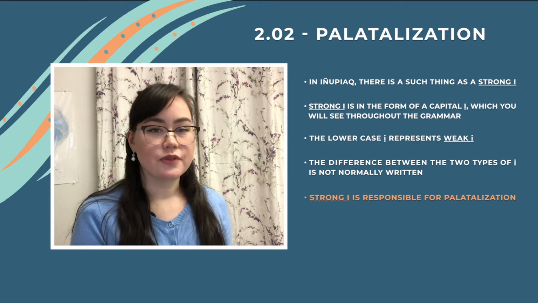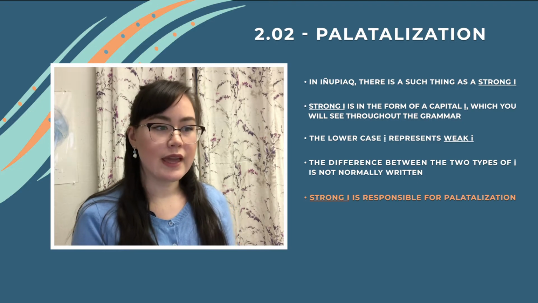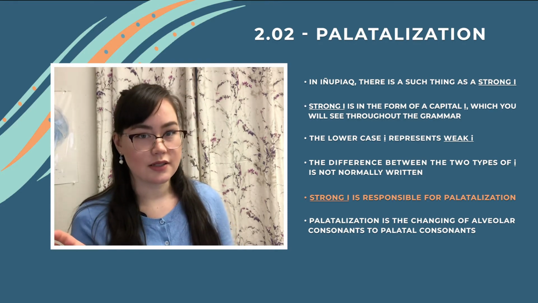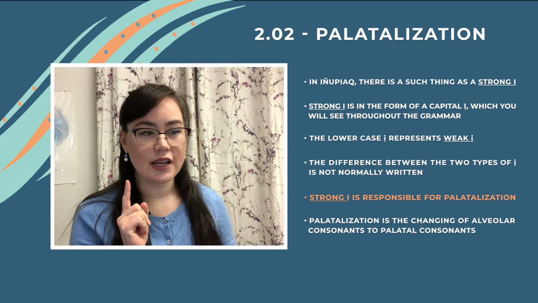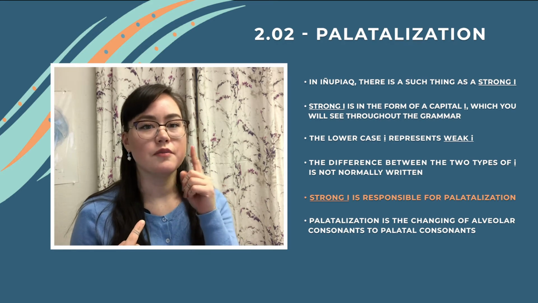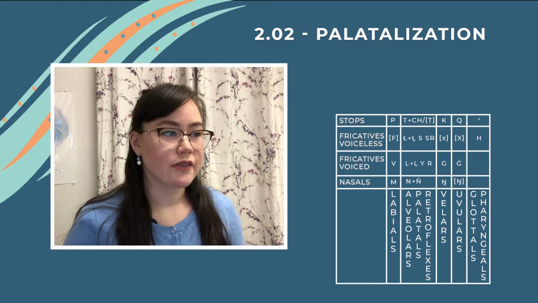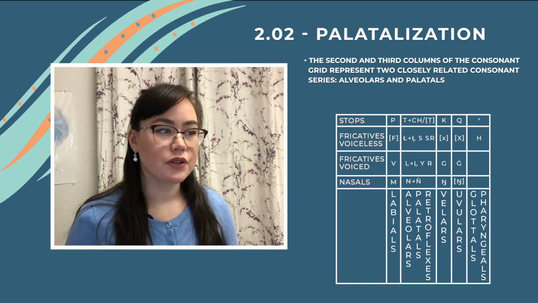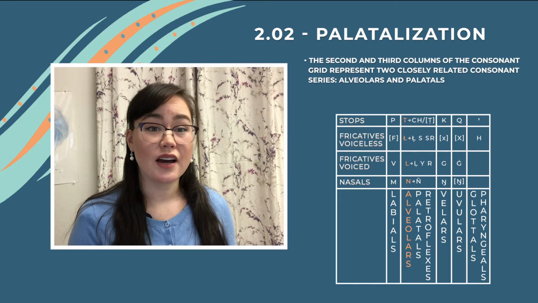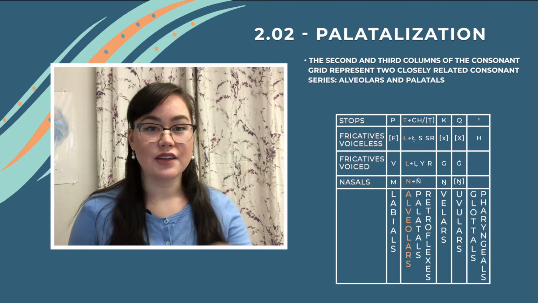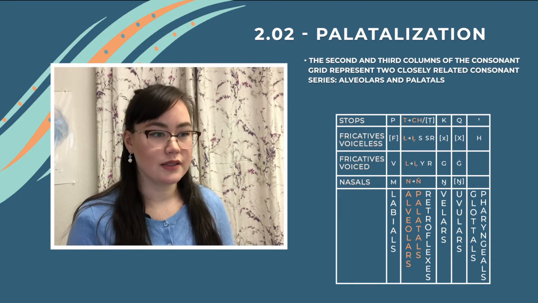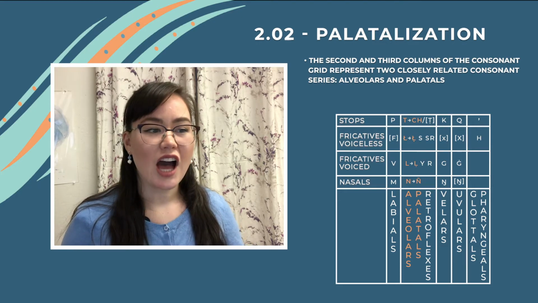So strong I is responsible for a process called palatalization, and palatalization is the changing of what we call alveolar consonants to palatal consonants. Everybody has a palate in their mouth, and so this is a change from using the alveolar sounds from the sides of our tongue or our tongue to the top of our mouth. Our tongue hitting the top of our mouth. So when we look at the consonant grid, the second and third columns represent two closely related consonants. Like I mentioned, the alveolars, which are sounds like ta, hla, la, na. They use the different parts of the tongue. And then also the third column is the palatals, which are sounds like cha, hla, la, nya.